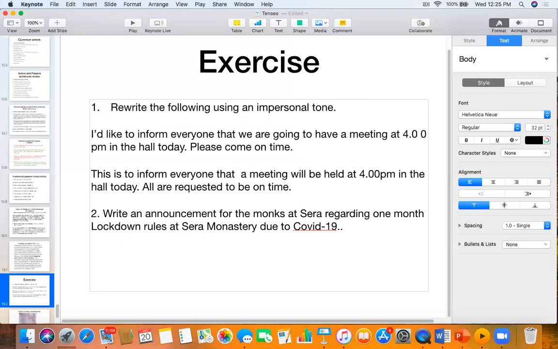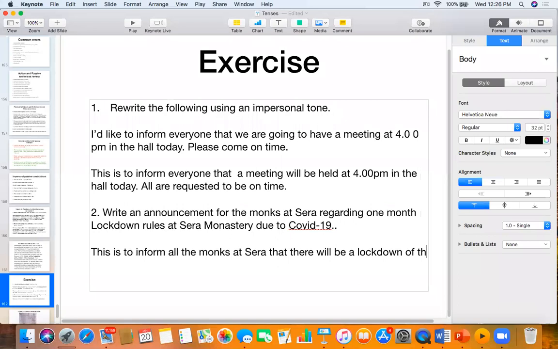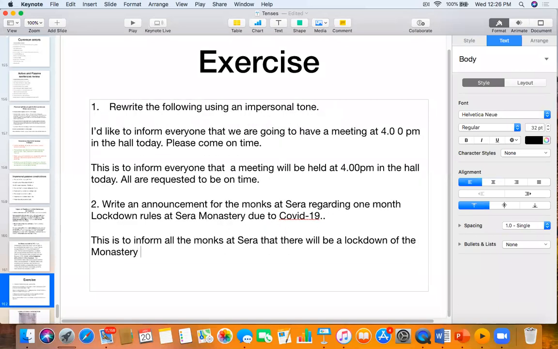Let's see, how did you start? This is to inform all the monks at Sera that there will be a lockdown for 1 month of the monastery, beginning from today. Full stop.